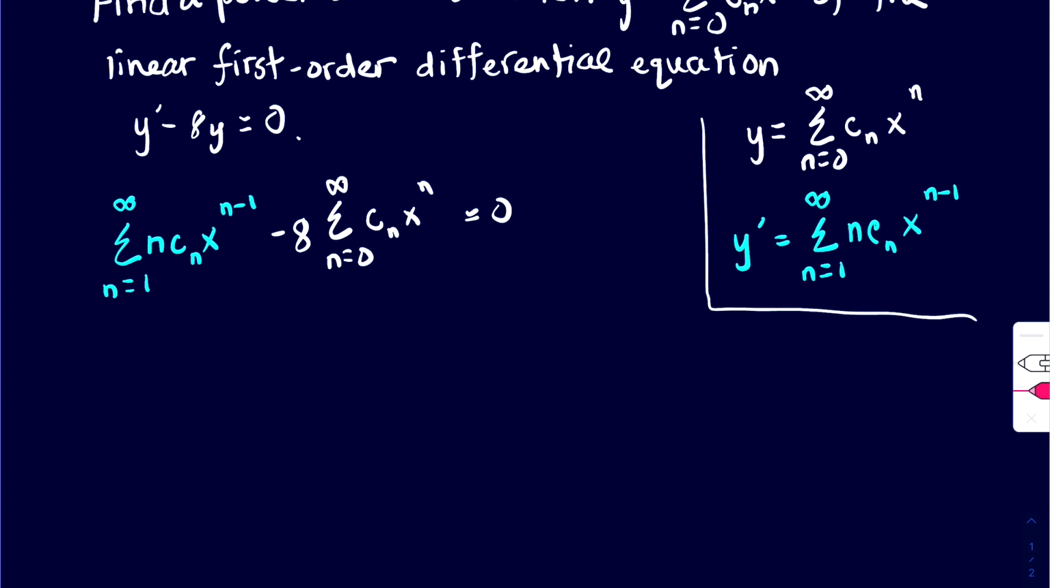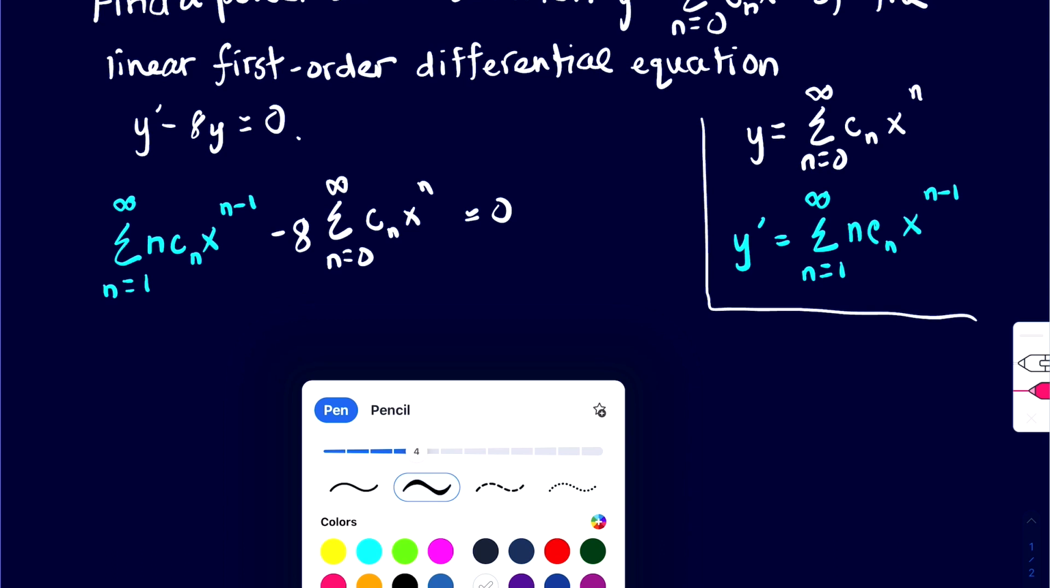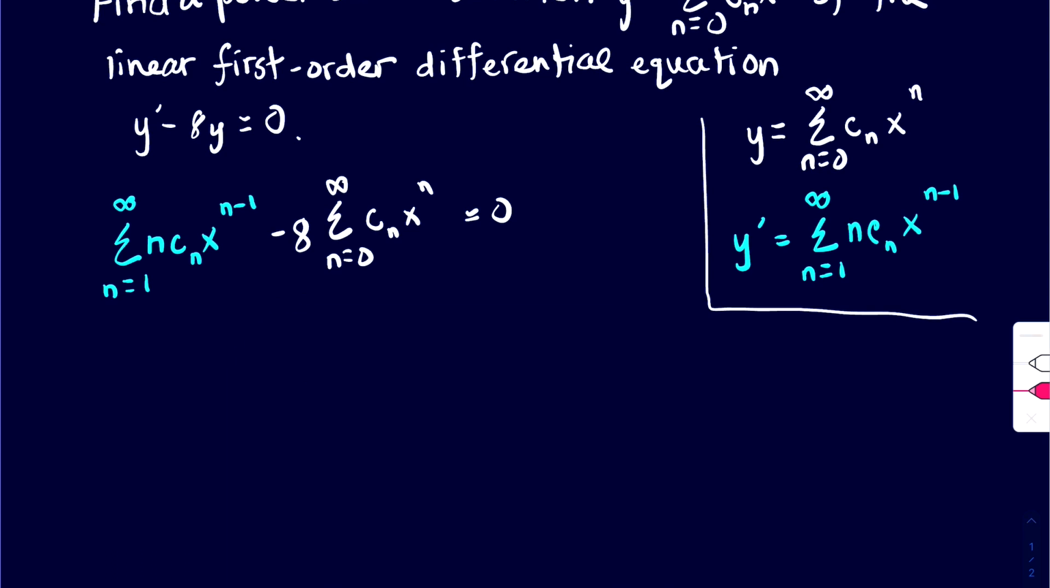So now we are going to need to put the summations in terms starting at the same index. So for this one, we're going to let k equal n minus 1, the same as the power on the x. And then n will equal k plus 1. And for this other one, it'll just be k equals n.